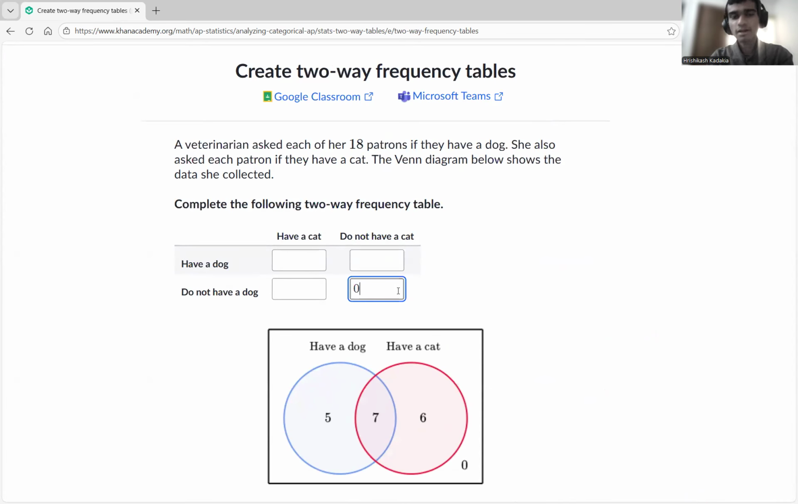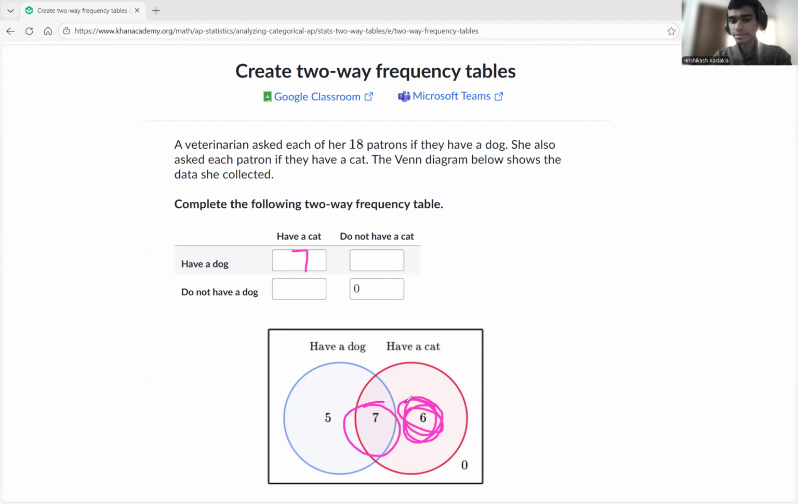We're just showing the data she collected, and we want to fill in the two-way frequency table to map the relationship between the categorical variables, namely having a dog and having a cat. So basically, seven people have both of them. Seven people have a dog and have a cat in the Venn diagram. There's seven, so we fill in a seven here. Now, how many people have a cat? If they have a cat, maybe they don't have a dog.